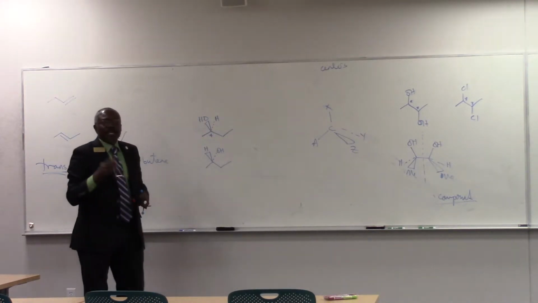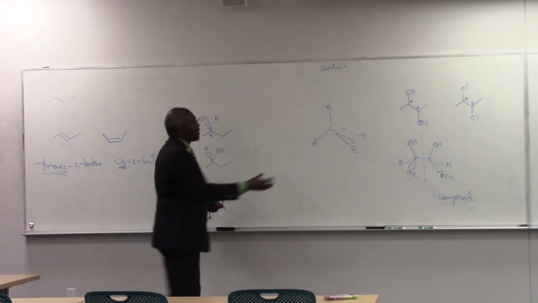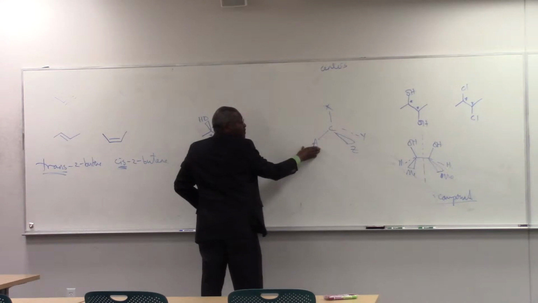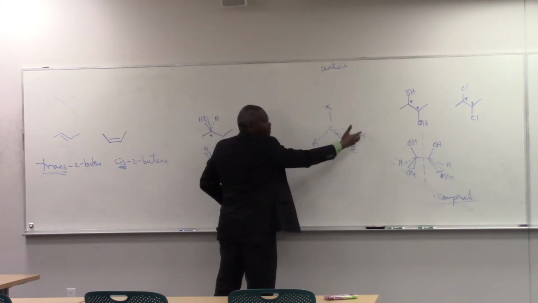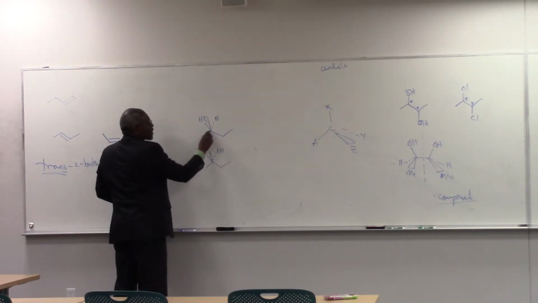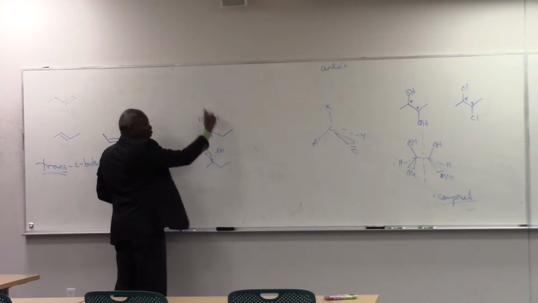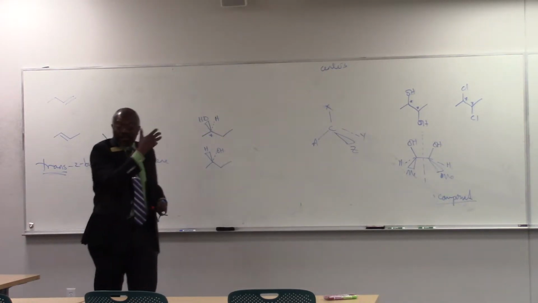And listen, a tetrahedron has three groups in the same plane, X, C, A, and then the other two are out of the plane, front and back. Okay? In this case, methyl, carbon, and ethyl are in the plane of the board, and the OH and the H are coming out, in front and behind.